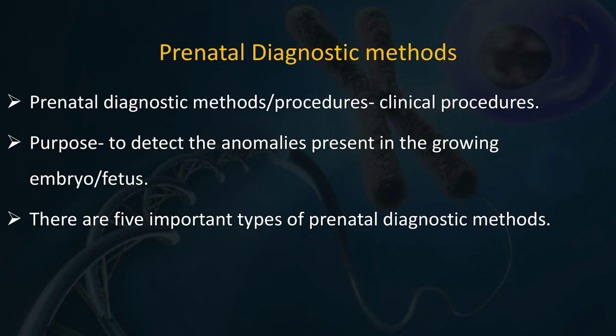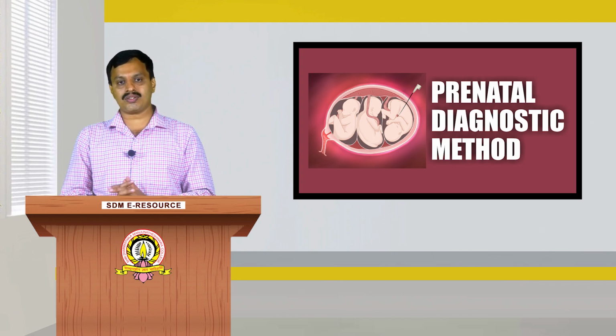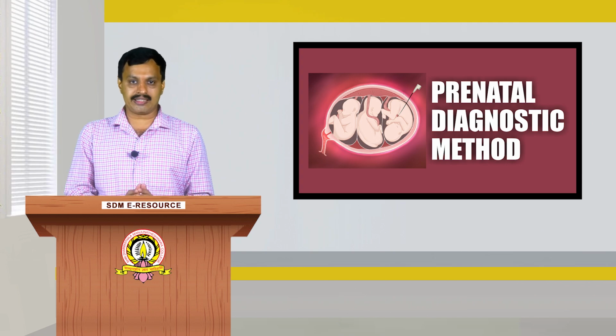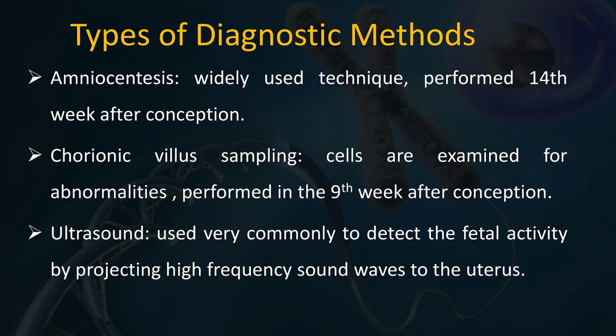So here the purpose is to detect the anomalies which are present during the gestation period or during the womb period, that is a total of 9 months and 8 days. There are 5 major or significant types of prenatal diagnostic procedures. Let us see what those are one by one. The types of diagnostic methods.